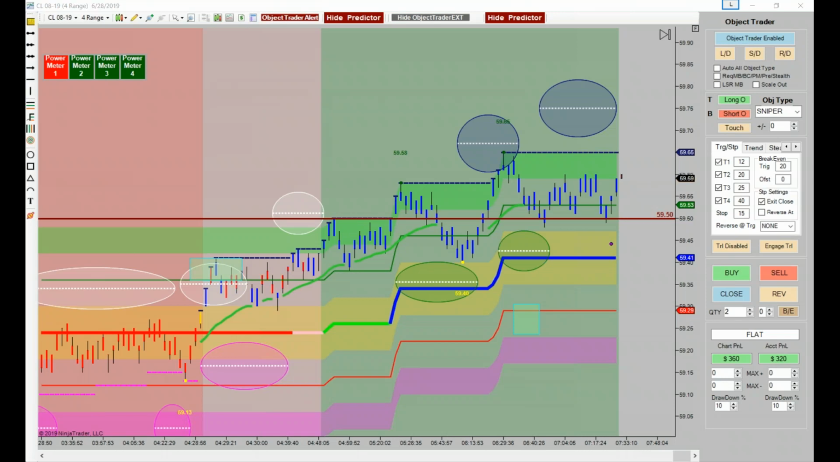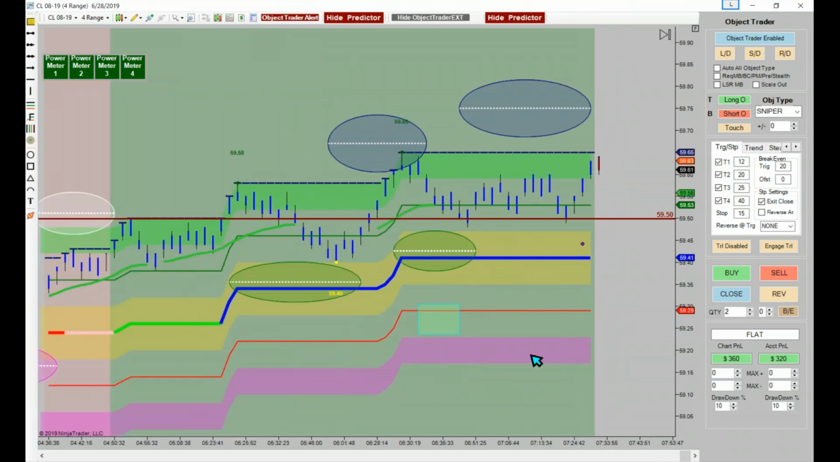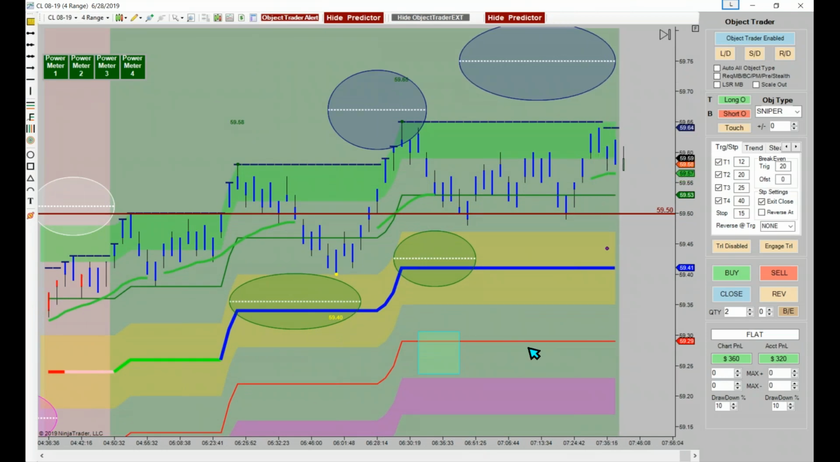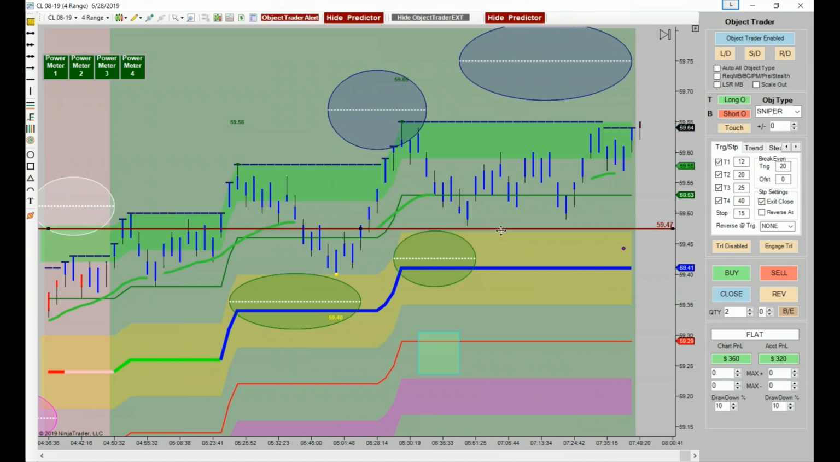Let's see if we can get a phantom. It may have taken a while to get it, but it usually does. We'll let it go in 500 times for a while and see if we can get a phantom. Now keep in mind that we would have taken this trade right here, see how it hit that predictor.